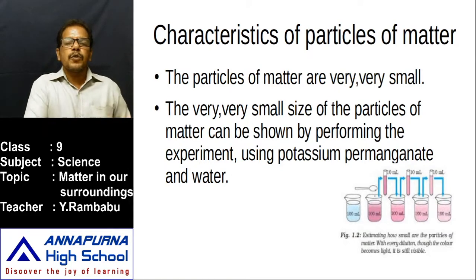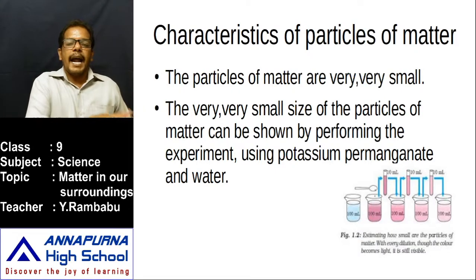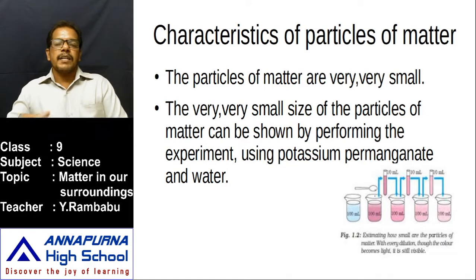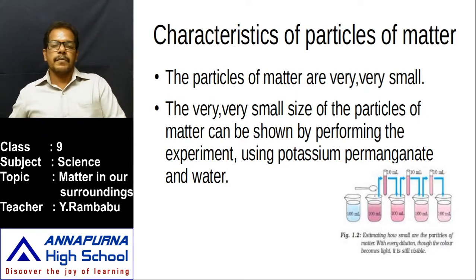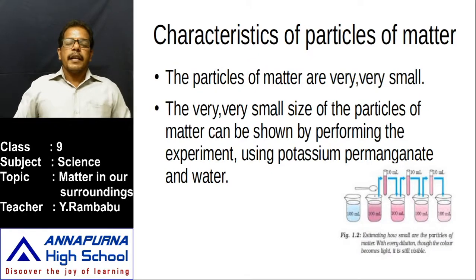That means a true solution is formed, that is, an aqueous solution of potassium permanganate, which is violet in color. Take a test tube, take 10 milliliters of this solution from the first beaker and add it to the second beaker which contains 90 milliliters of water. Again from the second beaker 10 milliliters is taken and added to the third beaker. If we go on performing like this, in all these we observe colored solution.